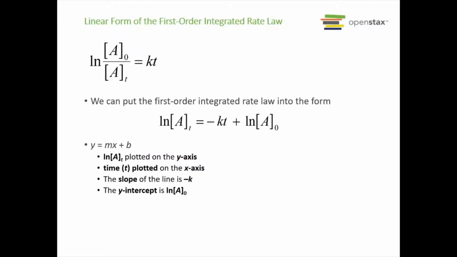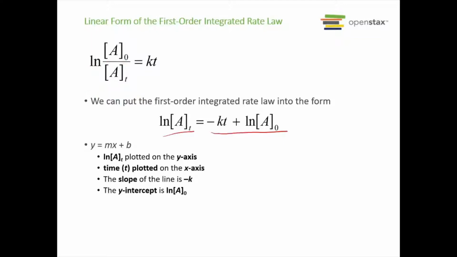Now we can put this into a linear form, and the way we do that is we multiply both sides. This ends up simplifying down to the natural log of A at time t is equal to negative kt plus the natural log of A naught. So A at time t, that concentration can change, whereas A naught, that initial concentration, stays the same. So we want to solve for this natural log of A at time t because that changes over time.